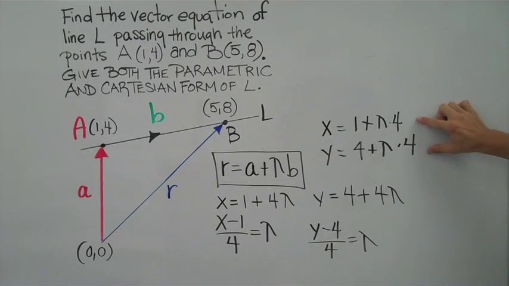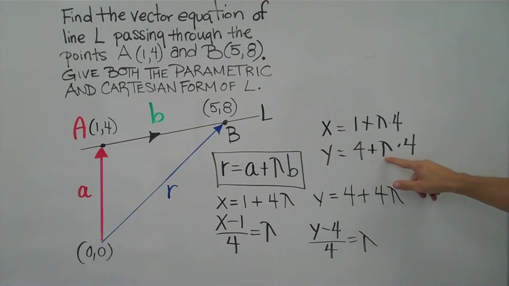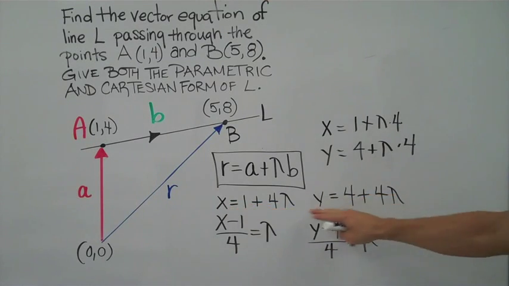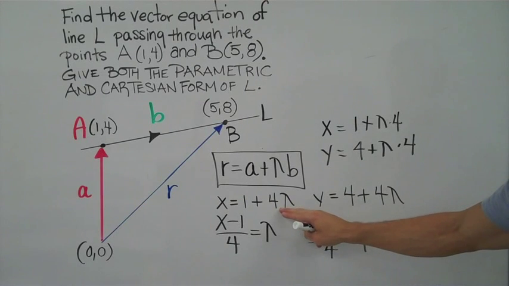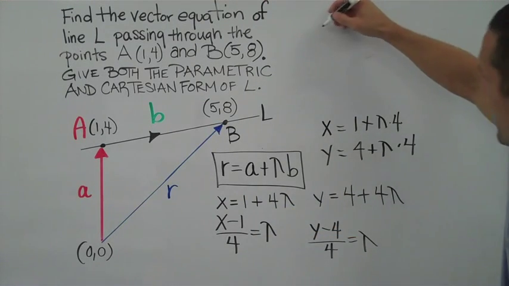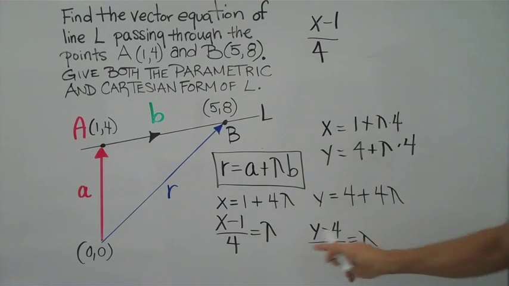Here are my parametric equations. X equals 1 plus lambda times 4. Y equals 4 plus lambda times 4. So I can take my x parametric equation and solve for lambda. Minus 1 from each side, divide by 4, and I get x minus 1 divided by 4 equals lambda.